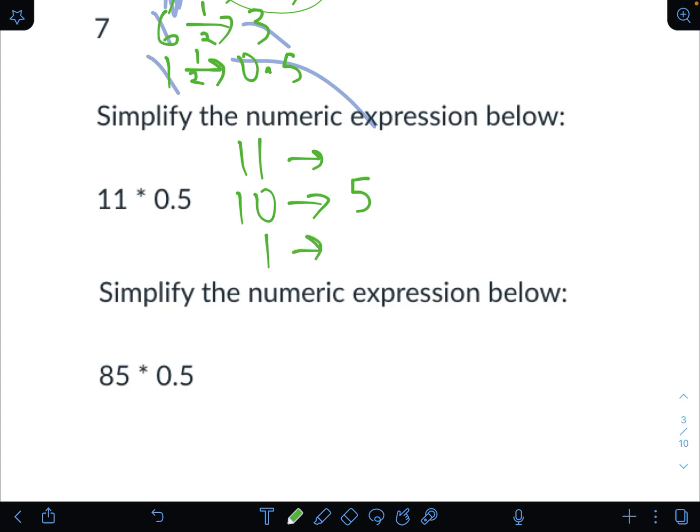And half of 1 is 0.5. So 10 plus 1 is 11. 5 plus 0.5 is 5.5. There we go.